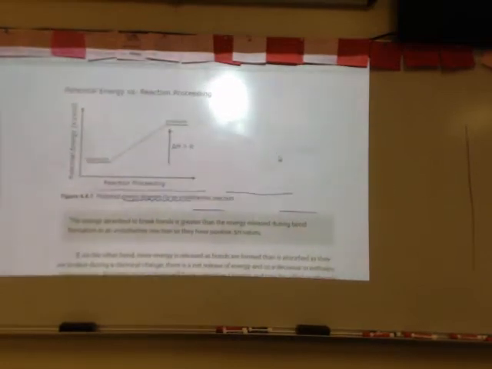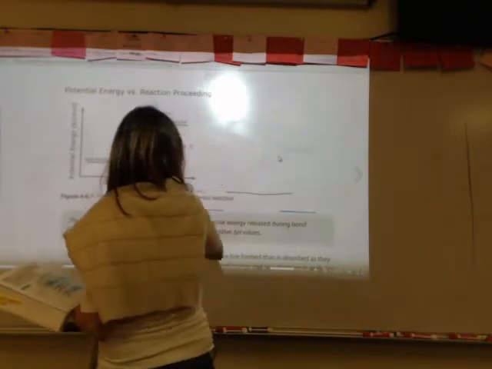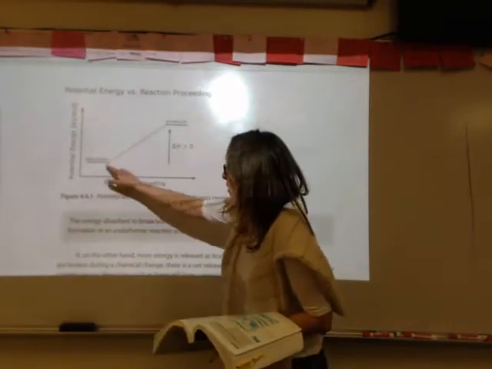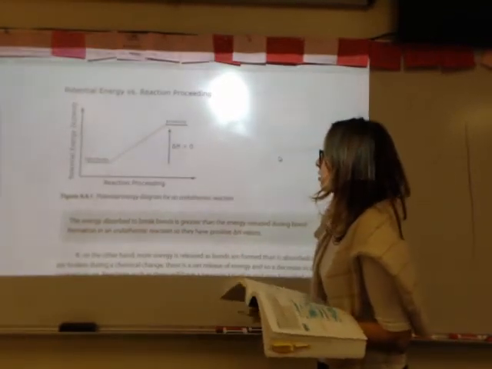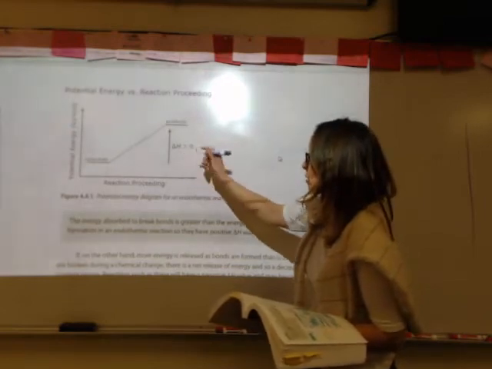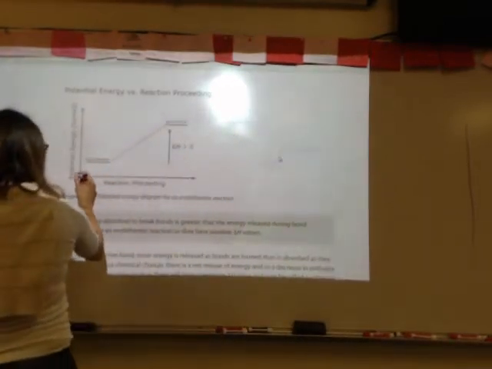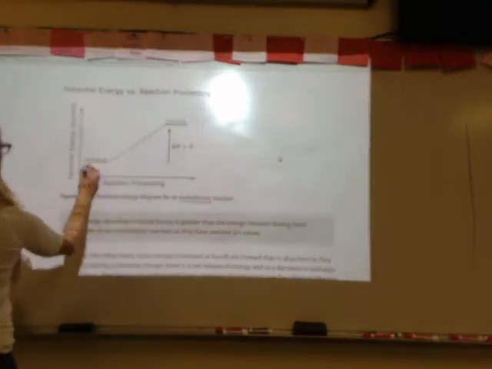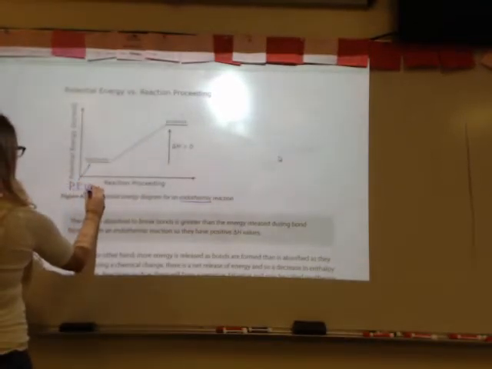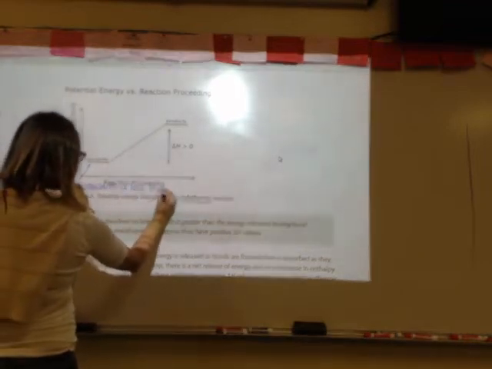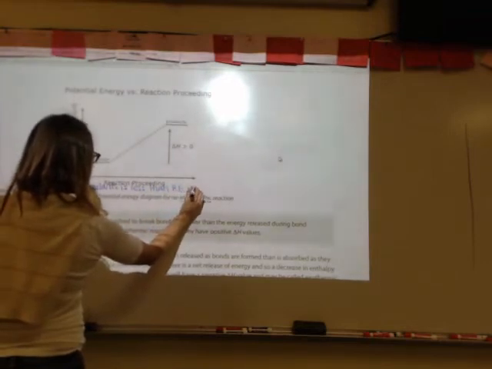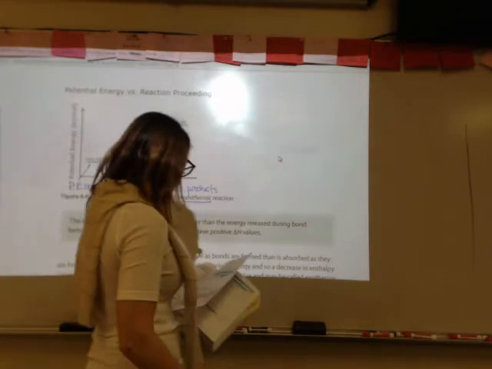If you take a look at the next page, this is the potential energy diagram for an endothermic reaction. The potential energy is on the y-axis. Reactants have less potential energy than the products, and the delta H is greater than 0, which means it is positive. So make yourself a note that here, for an endothermic process, the potential energy of the reactants is less than the potential energy of the products.